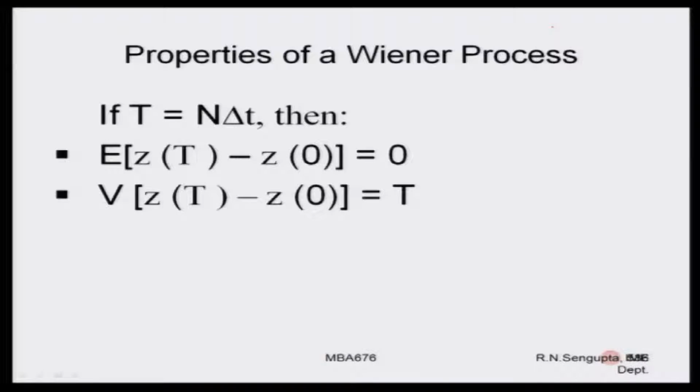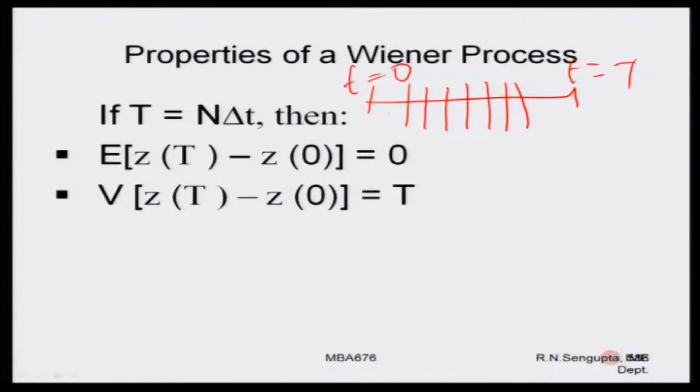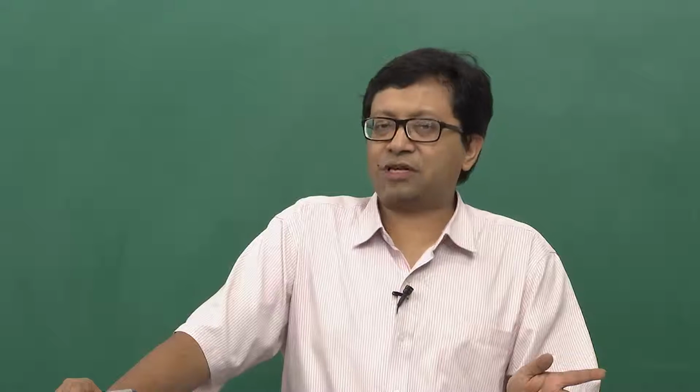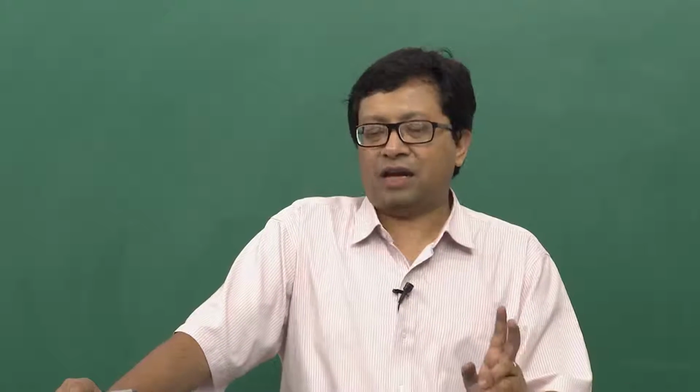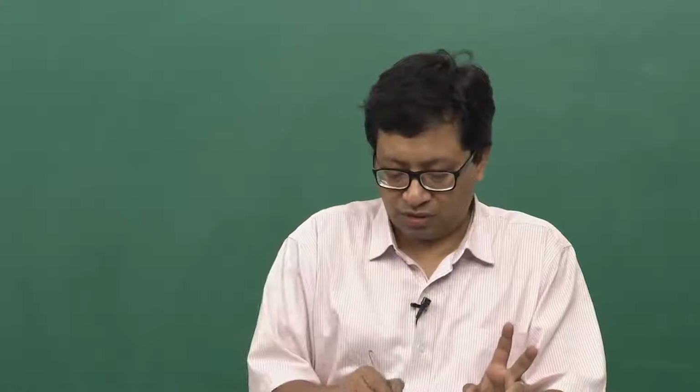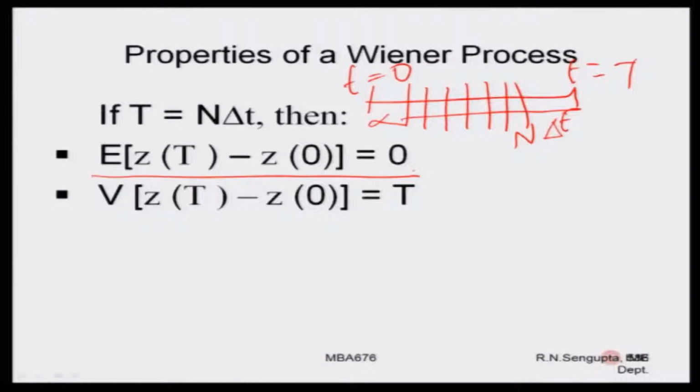So, now if your total time difference is capital T, you have started here at t equal to 0, t equal to capital T, and you have been able to break it down into small delta t's and consider the number of such divisions is n, which means the total time difference would be n into delta t. Now, in that case the expected value at time t equal to 0 was 0, it will continue to remain that, which means the difference in the expected value of z and 0 would be 0, which is this one. And the variance is exploding because it is dependent on time t.